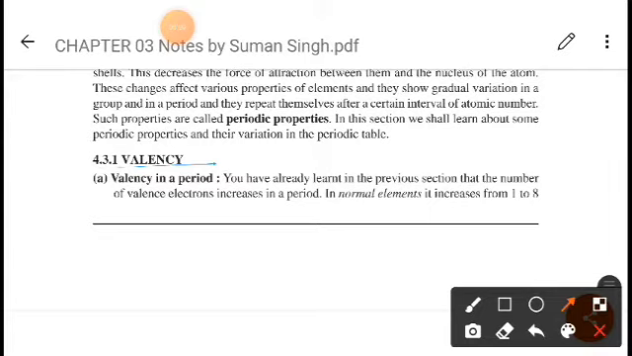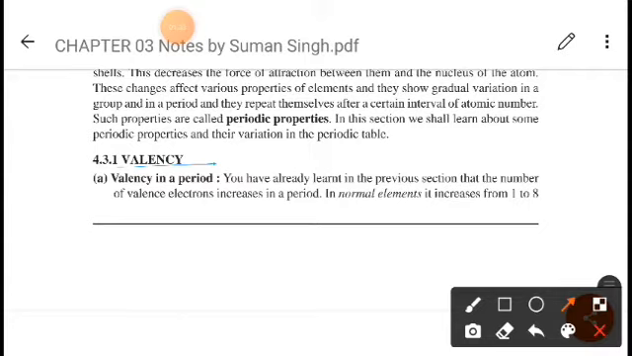Now these valence electrons present in the valence shell will participate in the formation of a bond, and they will decide the combining capacity of the element. This combining capacity of the element is called its valency. I hope you have understood this.